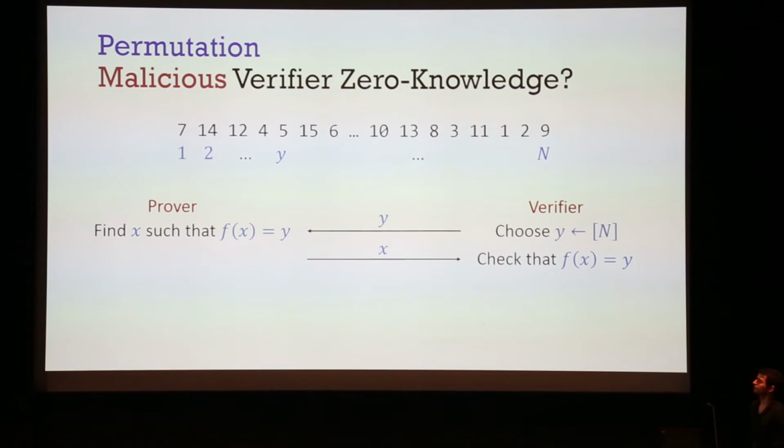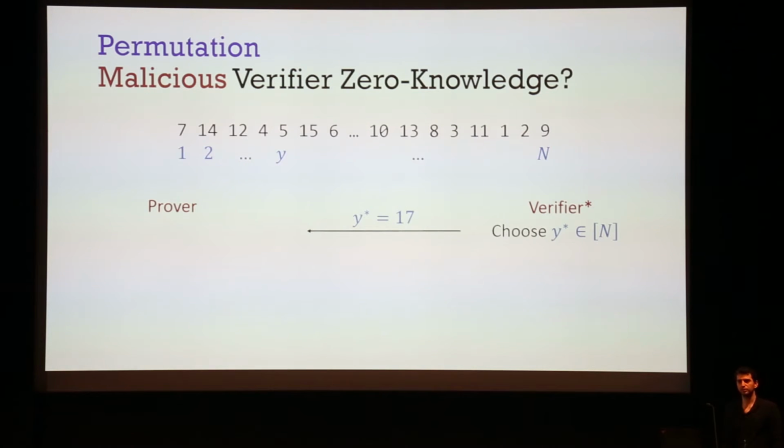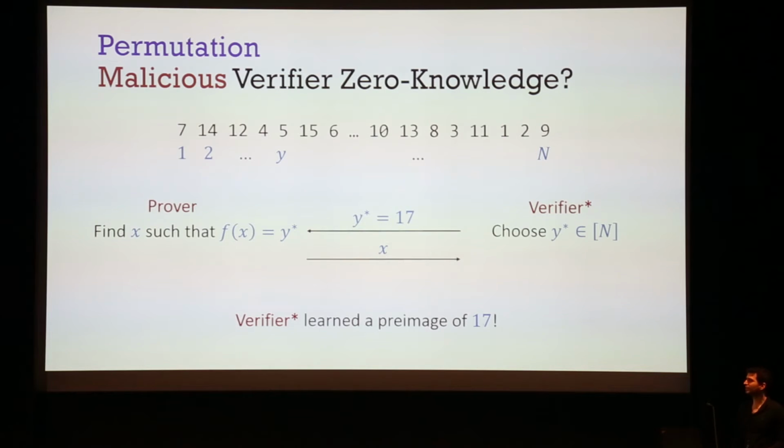What about the malicious verifier? So what does a malicious verifier do? We don't really know. It chooses some y prime. Let's say it chooses y prime to be 17 and sends it to the prover. The prover finds such x that the image is 17 and sends it to the verifier. Now the verifier learned what the pre-image of 17 is, which is very bad for us. And we want to prevent it. We want to protect 17 for some reason. So this is actually not a malicious verifier zero-knowledge protocol.